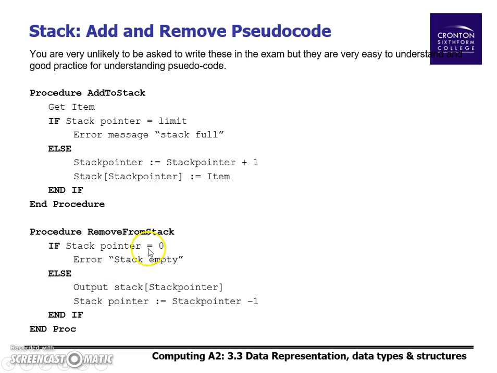Similarly, if the stack pointer equals 0, error message stack empty, so you couldn't press back on that web browser anymore because there'd be no web pages to go back to. And then you would decrease 1 from the stack pointer if it was able to be displayed.